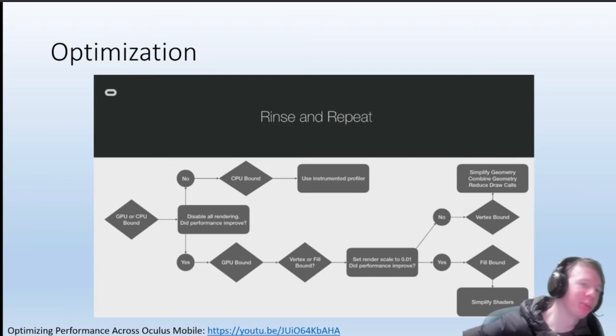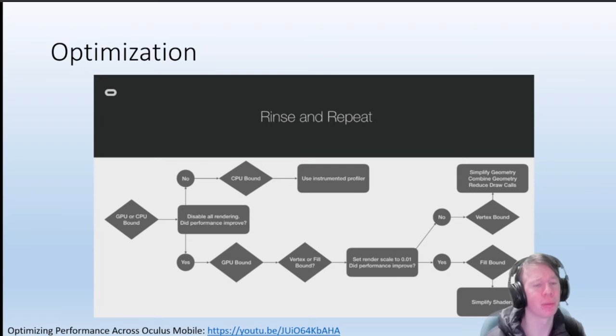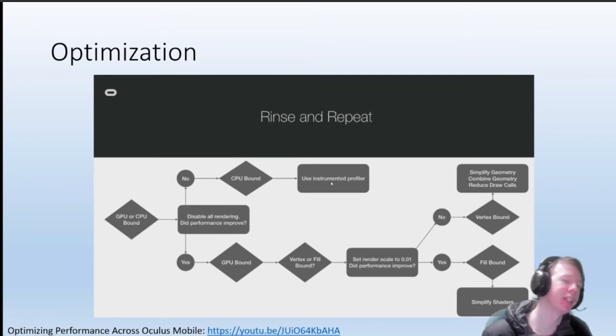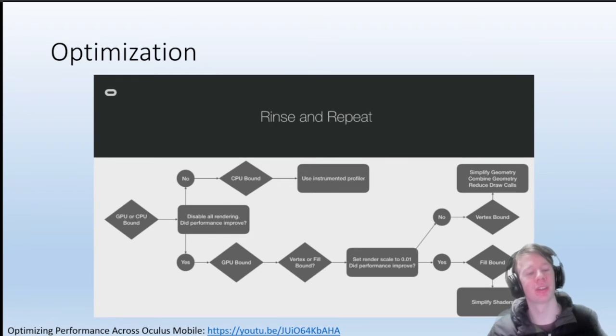So this is like the most important slide in this whole talk, and unfortunately, it's not my slide. I've actually just taken it from someone else's talk. But this very simple flowchart helps you find where you want to optimize. The first question you've got to ask yourself is, am I GPU bound or am I CPU bound? The quick way to do this is to disable all the mesh renderers in your scene so the headset's rendering nothing at all. Then you go, well, did my performance improve? If the answer is no, then use some sort of CPU profiler to continue optimizing.